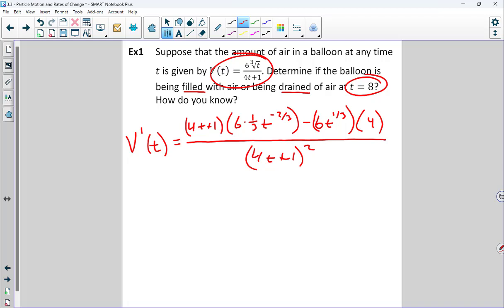All right. I notice right here, the 6 times 1/3, I'm just going to rewrite that as a 2 for simplicity. Now, I could go through and simplify this, or I can just go ahead and plug in 8, because the question is not what is the number. The question is, is this positive or negative? So just to help me keep track, I'm going to plug in 8.